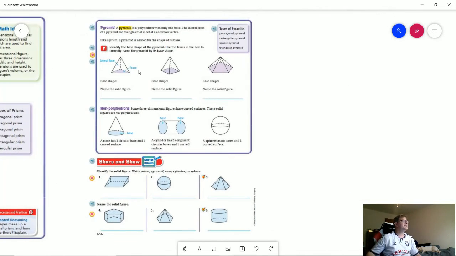So the last thing I want to do is look at a few of our other things. So pyramids are going to work similarly. We do have the possibility for having more than one type of base. So here we have a triangular base. Here we have a rectangular or square. Actually, this one would probably be a square pyramid. And then our last one would be a pentagonal pyramid.